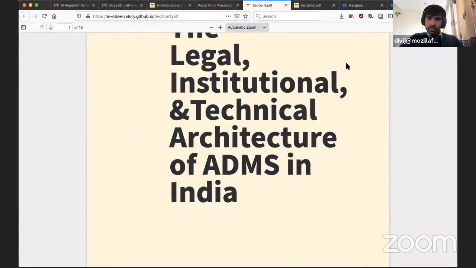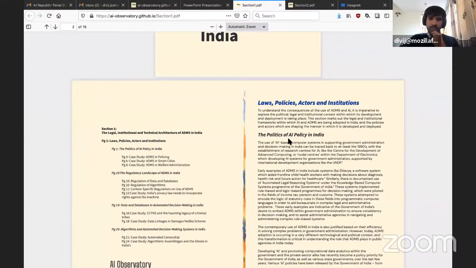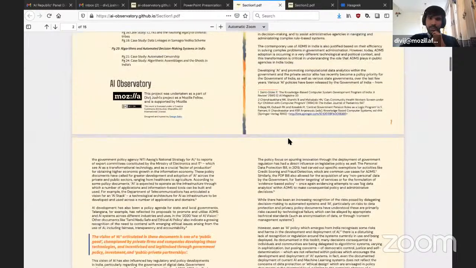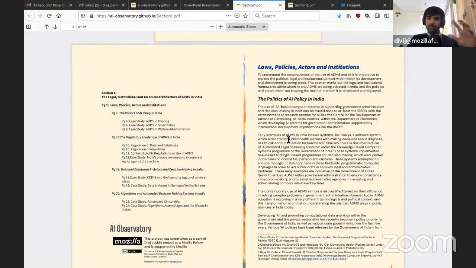Right. So some of the referencing is missing from the website currently. Once we add those links, you can of course see the same text in these documents. But also if you want to download the PDFs and see the references for yourself, you can do it on the home page itself. So this is how it's essentially structured. The first part talks about the laws, policies, actors, and institutions, and really the politics of AI policy in India.